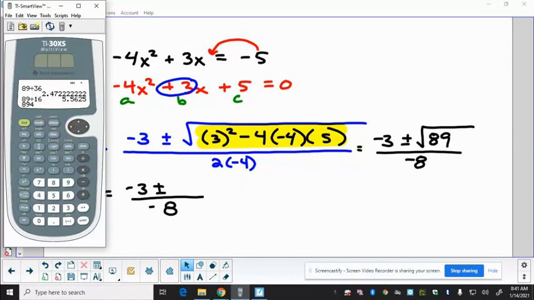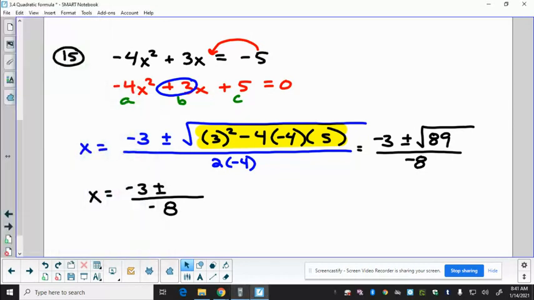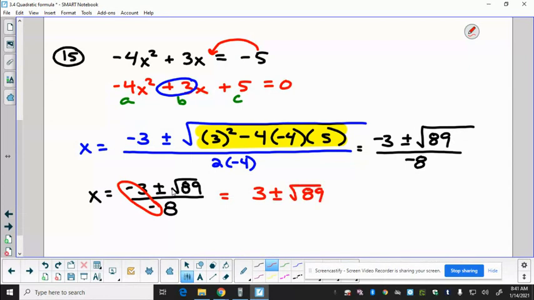These two negatives here, we're going to allow those to cancel out. So technically our answer will be this. And I don't see anything else we can do in that problem. On to the next question.